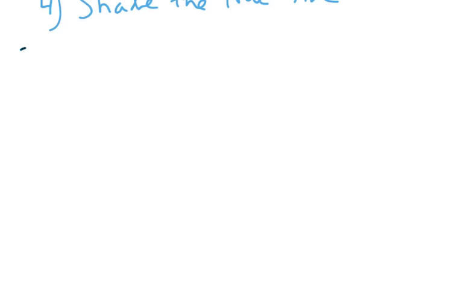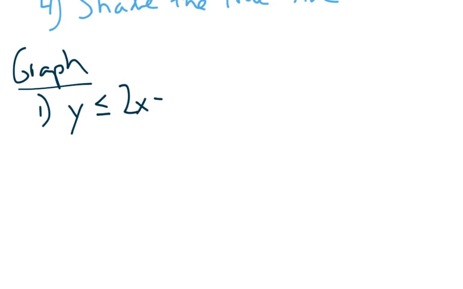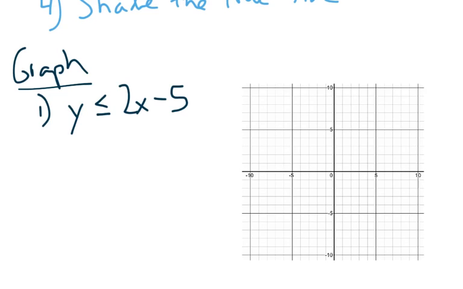So let's say we need to graph y is less than or equal to 2x minus 5. Okay, so let's go through it. What we're going to do is graph it normally. So we have this in slope-intercept form. So there's my intercept, negative 5. My slope is 2. So I'm going to go up 2 over 1, up 2 over 1, up 2 over 1, up 2 over 1, down 2 over 1, so on and so forth like that.